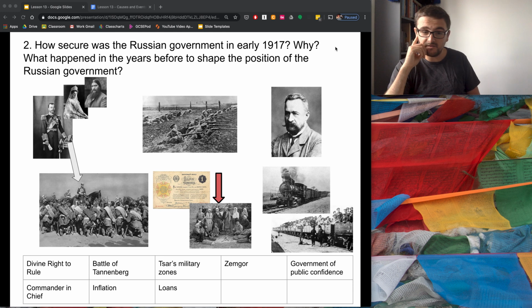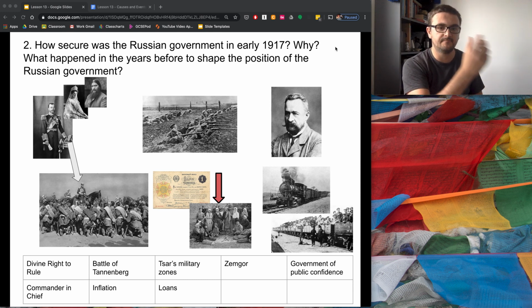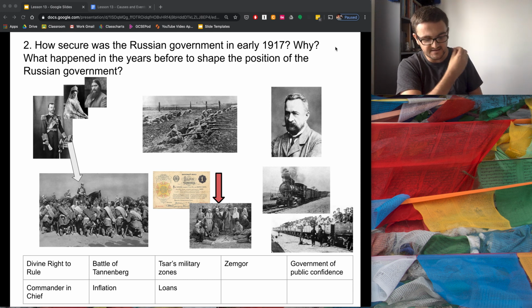Again, then, a similar thing happened in 1915, where there was an offer to create a government of public confidence, which would have essentially shared power between this government of confidence, which would have had some representativeness, and the Tsar. Again, though, the Tsar rejected this offer. This would have calmed down a lot of the criticisms he was receiving, but he rejected it.